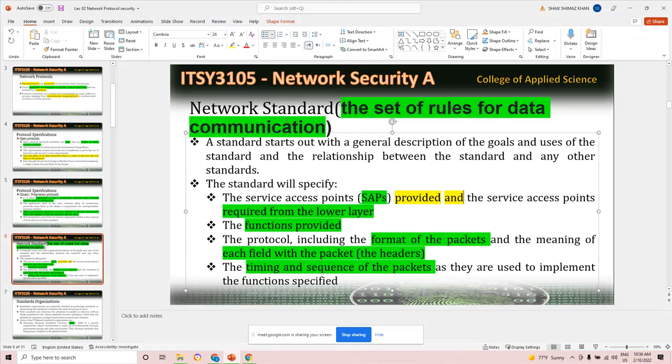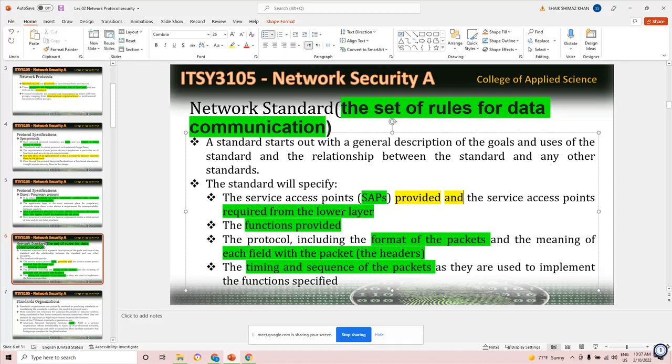So students, these are the important elements that the standard specifies. First one, the service access points provided and required from the lower layers. See what service the upper layer is providing to the lower layer, and then what service the lower layer wants from the upper layer. That is the first point. Second point, what function this particular protocol is going to provide. I have said this many times, different protocols provide different functions.